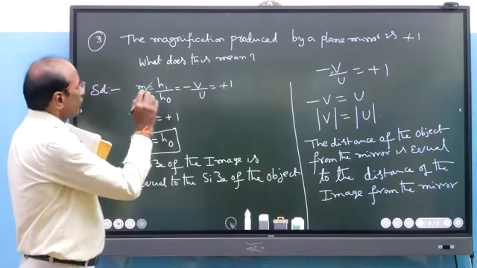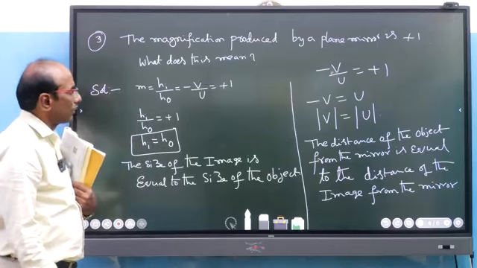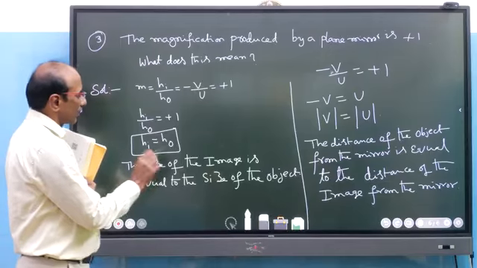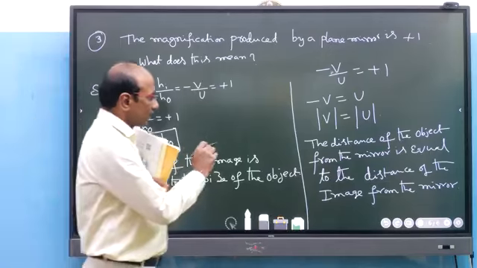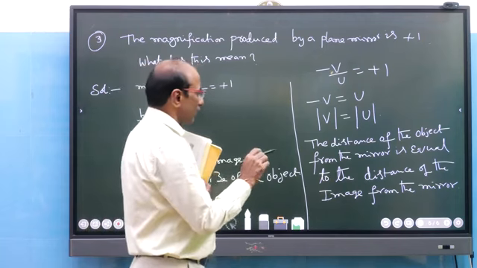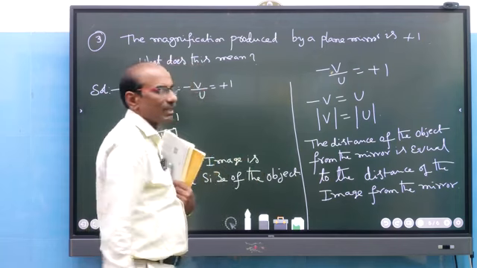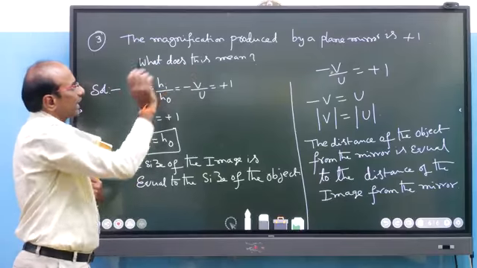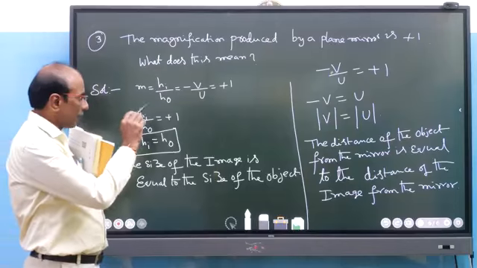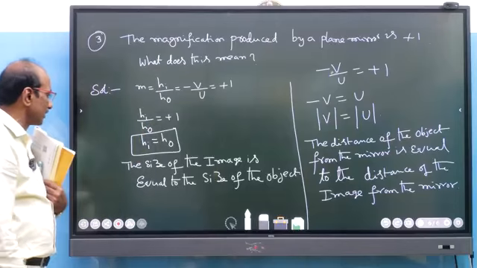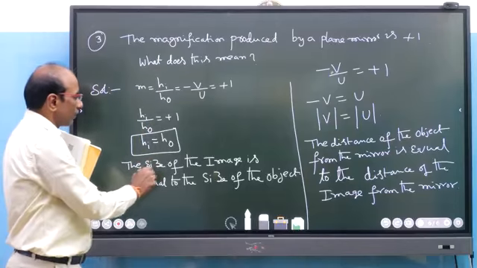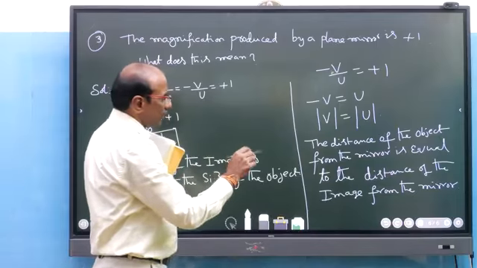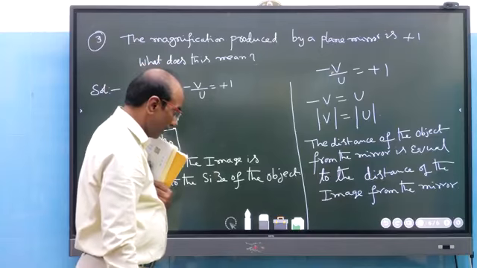So if the magnification produced by a plane mirror is plus 1, that means the size of the image is equal to the size of the object, and the distance of the object from the mirror is equal to the distance of the image from the mirror. So we draw two conclusions from this statement.